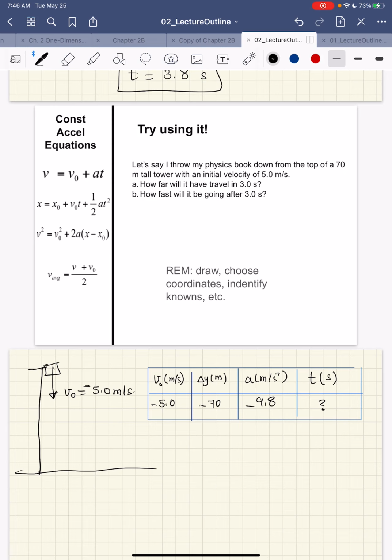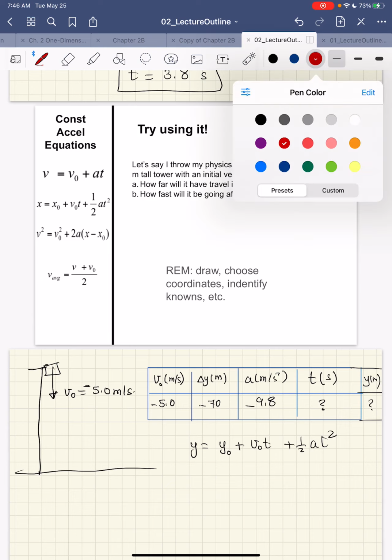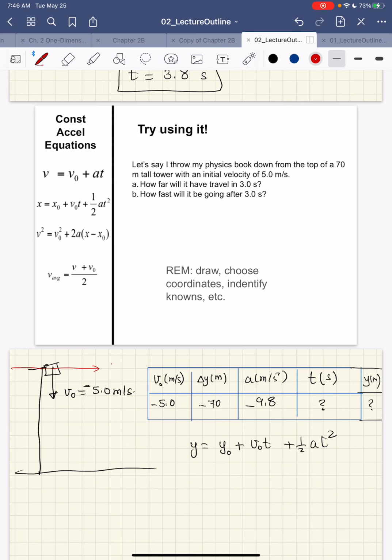Now, what I have here is I want to find again y. Then y equals y0 plus v0t plus 1/2 at squared. My initial, I will use my coordinate here.